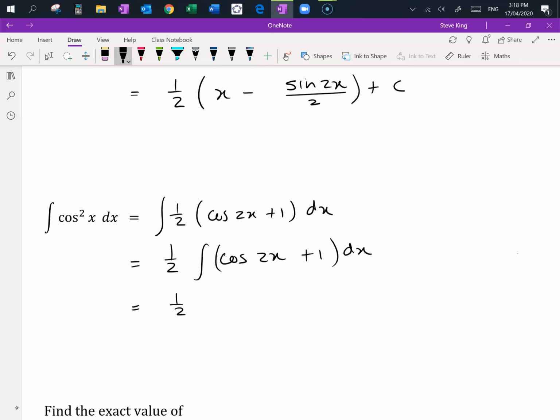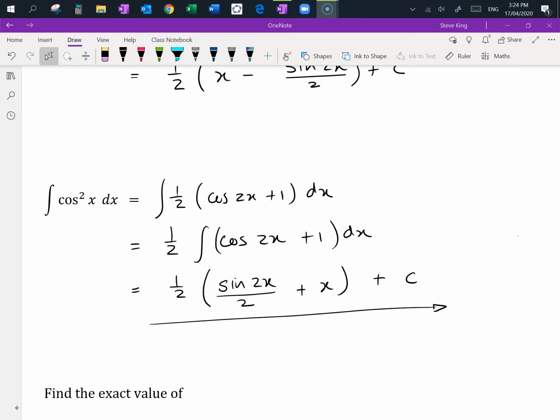What did I derive to get cos 2x? I derived sine in order to get cos, so this is going to be sine of 2x all over 2. What did I derive to get 1? I derived x to get 1, and I have to add on a c at the end. And so here I have the derivative of cos squared x.